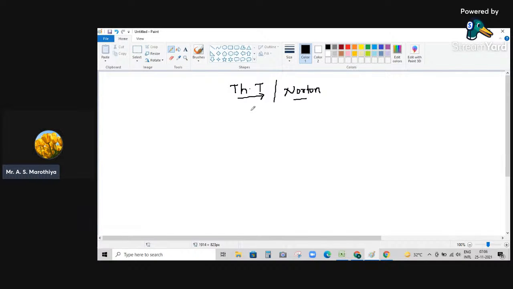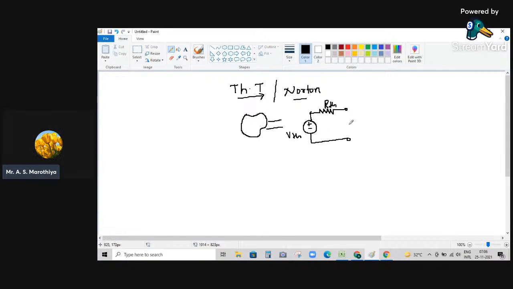For example, if you have a linear bilateral network and you want to convert this network into an equivalent voltage source in series with its internal resistance, that means representing this entire complicated network as a voltage source in series with its internal resistance across a load terminal, then we need to apply Thevenin's theorem to find the value of this VTH, which is called Thevenin's equivalent voltage, followed by this RTH, which is called Thevenin's equivalent resistance.